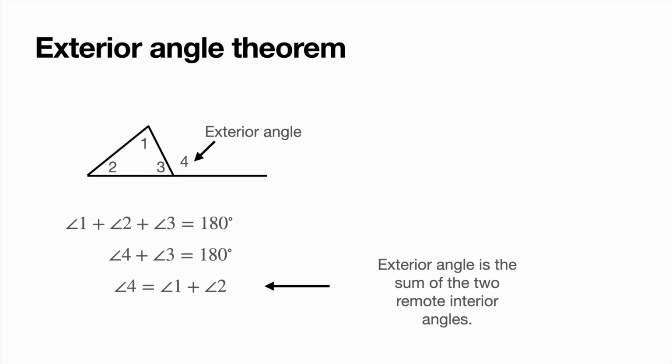In other words, the exterior angle, angle 4 here, is the sum of the two remote interior angles. So the sum of two interior angles. Which two? Not the one that is close to your exterior angle, but the two that are very far away from your exterior angle. So that's angle 1 and angle 2. So this is how this theorem comes about.